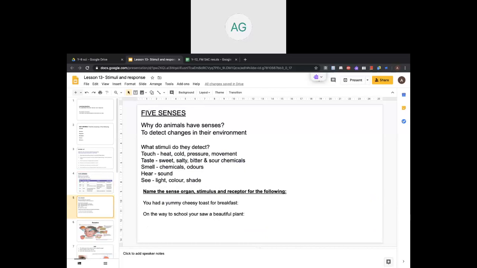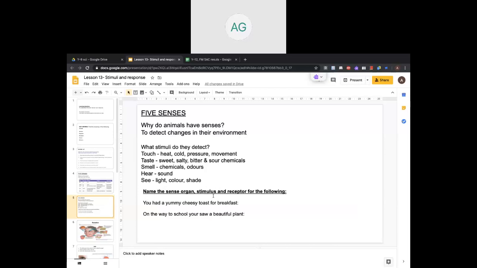So as we already discussed, what stimulus, what change can we detect? We can detect the change of touch if we are touching anything hot, cold, or pressure or movement. We can taste sweet, salty, bitter, and sour chemicals. For smell, we can smell chemicals and odors. We can hear sound, and we can see the light, color, and the shade. So that's why we need to have senses in order to see, observe, and feel all that.